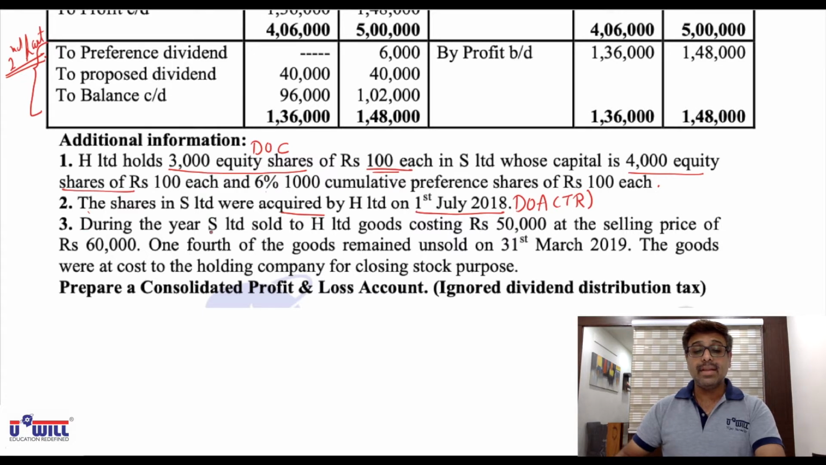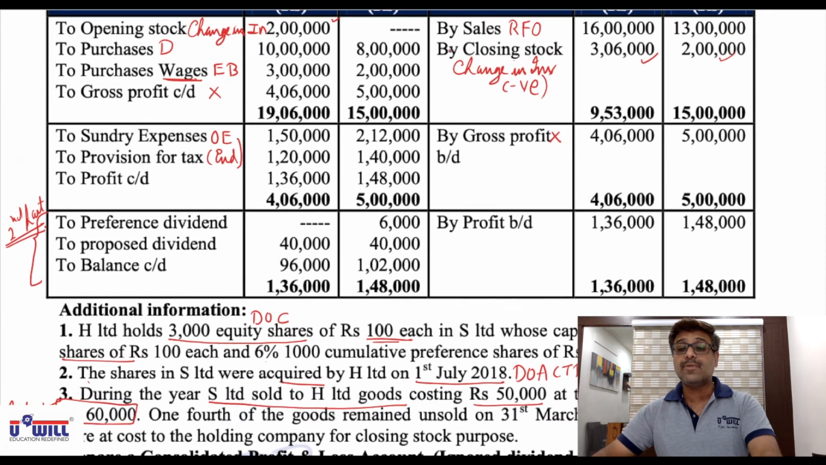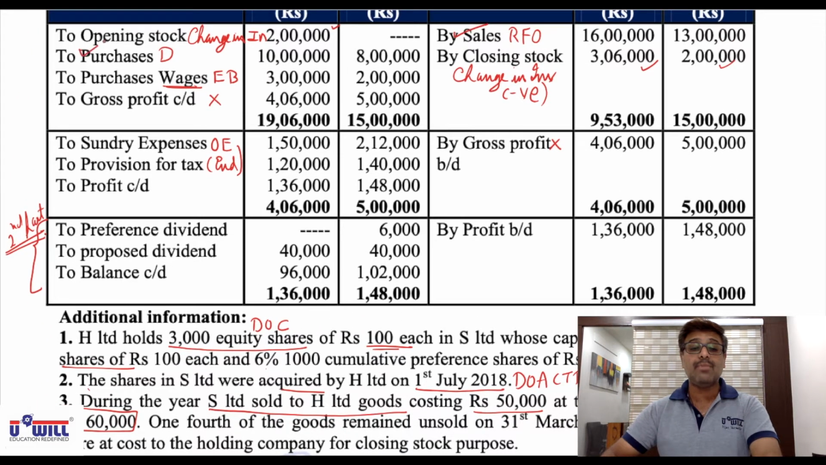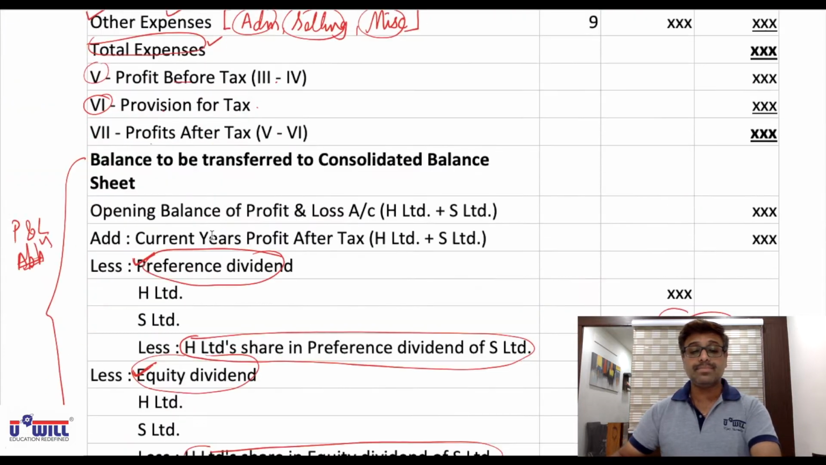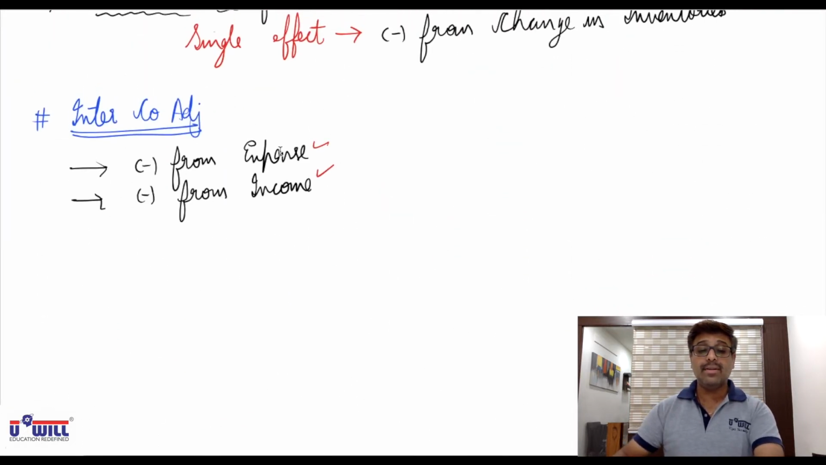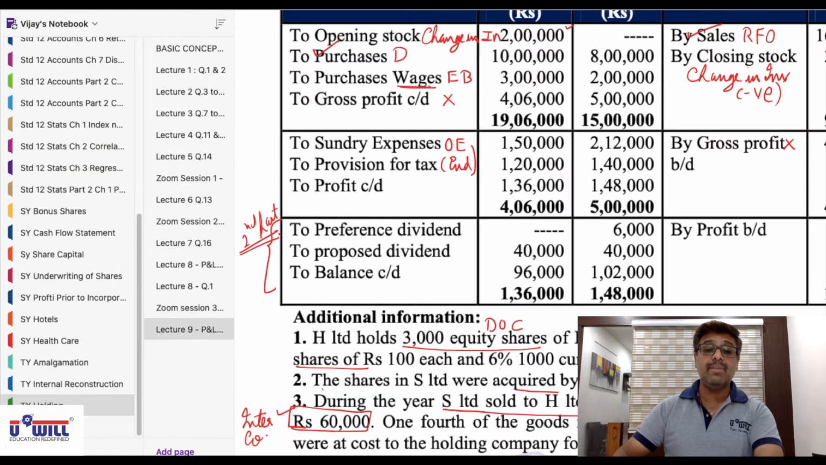During the year, S Limited sold to H Limited goods costing rupees 50,000 at a selling price of rupees 60,000. So 60,000 is the intercompany adjustment. One company is selling to another company, which means you will minus from sales and you will minus from purchases. I told you for intercompany adjustment, minus from expenses and minus from incomes. Here, from which expense and income will we minus?